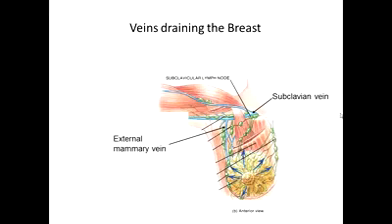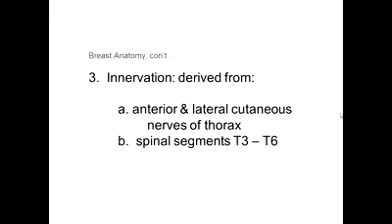So this picture explains the venous drainage of the breast. You see the circulus venosus around the nipple, and then the venous network going into both external and internal mammary vessels, to the subclavian and axillary veins. Innervation is derived from the anterior and lateral cutaneous nerves of the thorax, spinal segments T3 to T6.